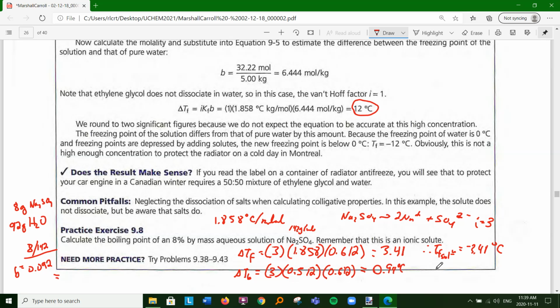degrees Celsius. So my final boiling point, well, if it's water itself, it's 100, but now it's elevated, so it's 100.94 degrees Celsius. Let's see if that is correct. Example 9, practice exercise 9.8. 100.94. Yeah, it's good.